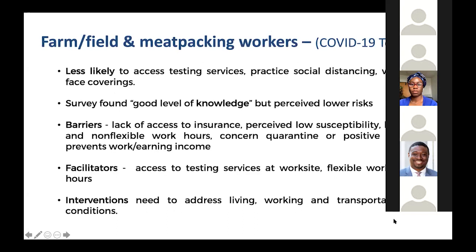One of the specialty areas had to do with those in the food processing industry. For those we saw, they were less likely to access testing services. It was difficult for them to practice social distancing or to even wear face coverings. One survey found that they had a good level of knowledge about COVID-19, but they perceived that they had lower risks. Some of the barriers included a lack of insurance, but they perceived that they have lower susceptibility to the disease. They have long and non-flexible work hours, and concerns that quarantine or a positive test would prevent them from working and therefore earning their income.